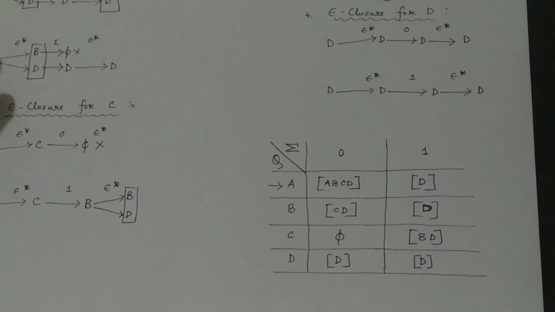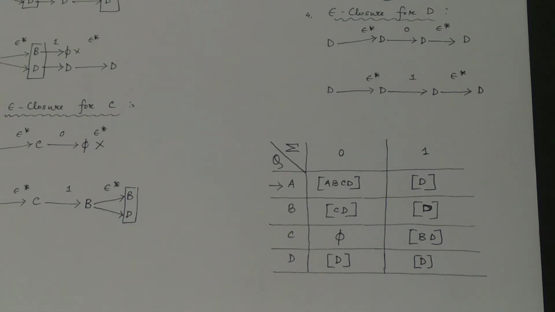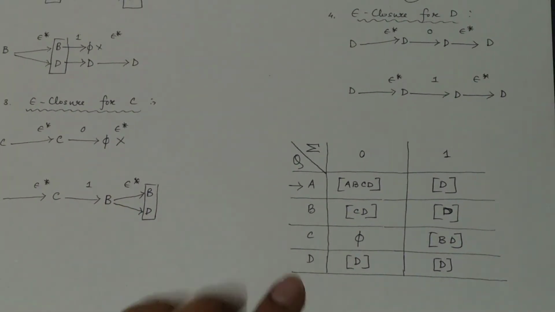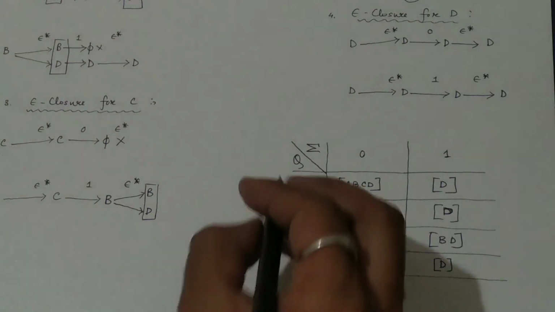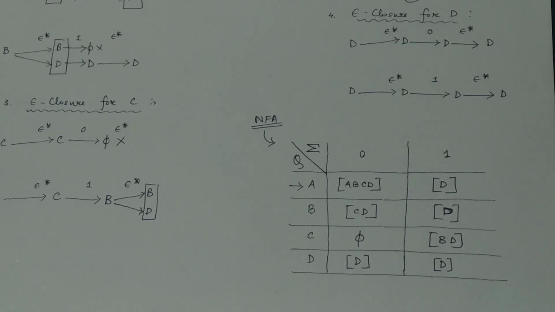So this is the final transition table for the NFA. From here you can draw the diagram. It's not a big deal. You know how to draw the diagram from a given transition table. Then you can convert further if the question asks you to find the minimal DFA or a DFA for the given NFA. Then you can convert this NFA to the DFA.